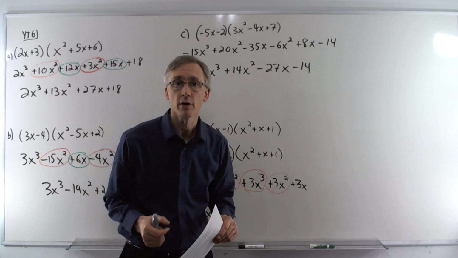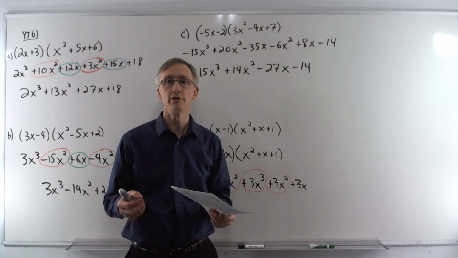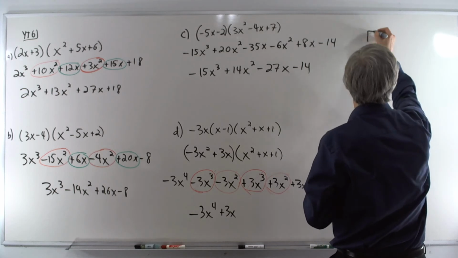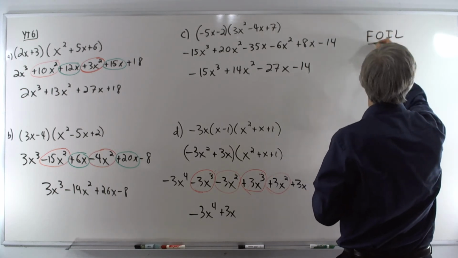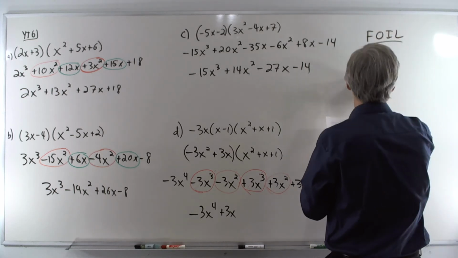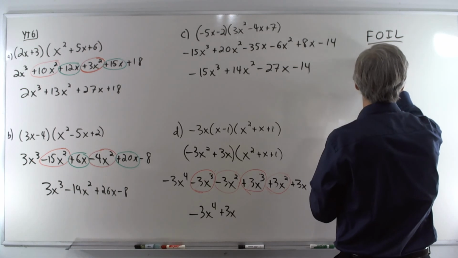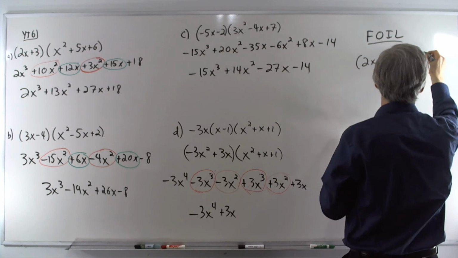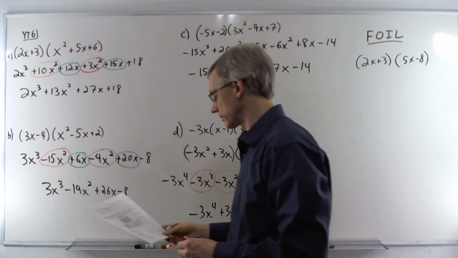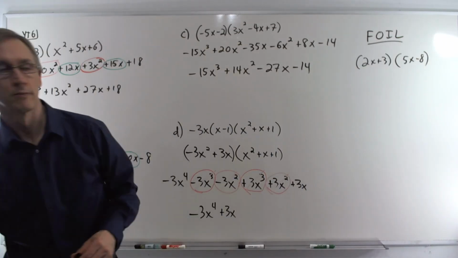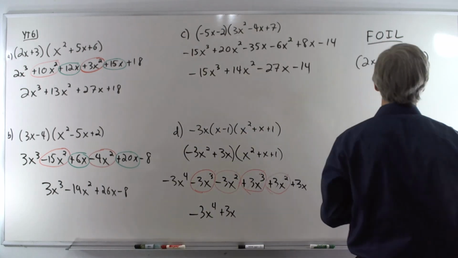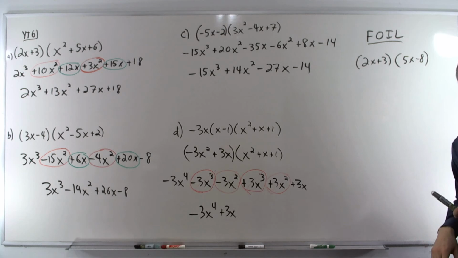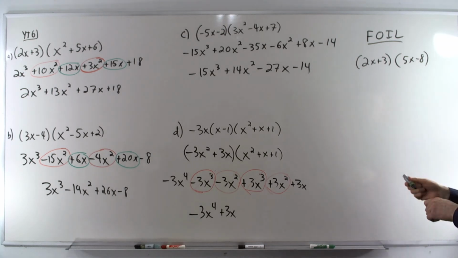All right, next up, we're going to multiply two binomials using the FOIL method. All right, here we have two binomials. Binomial, bi means two, so there's two terms in each. Now we're going to multiply these out.